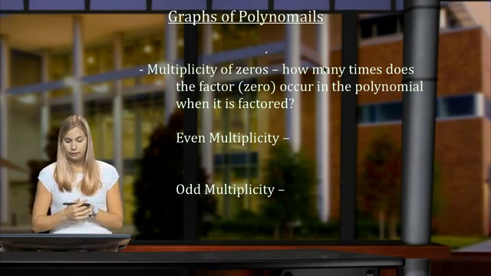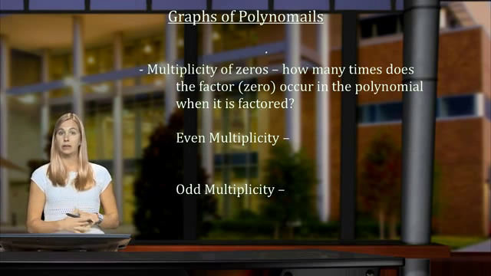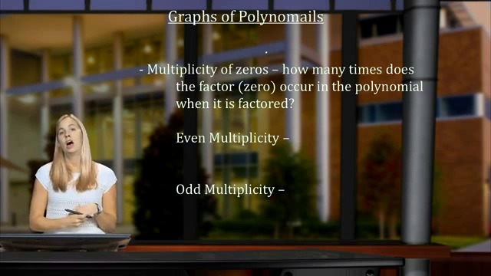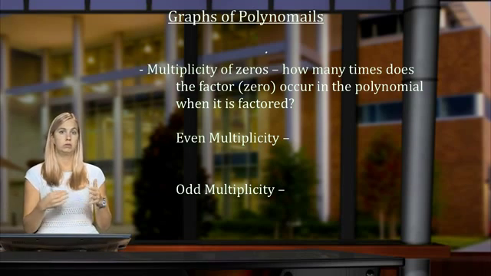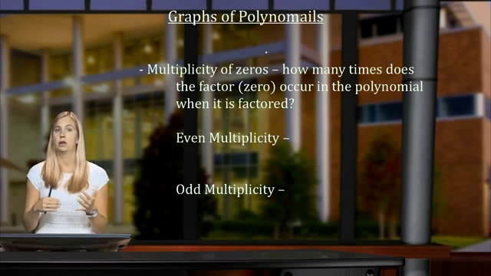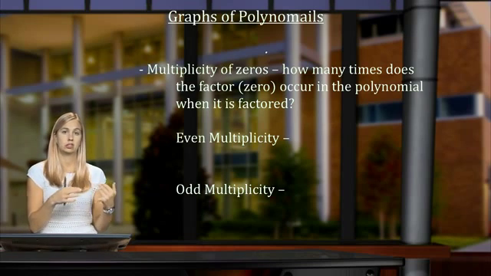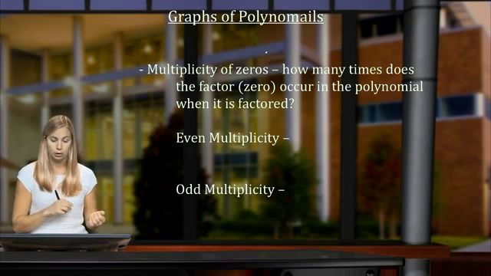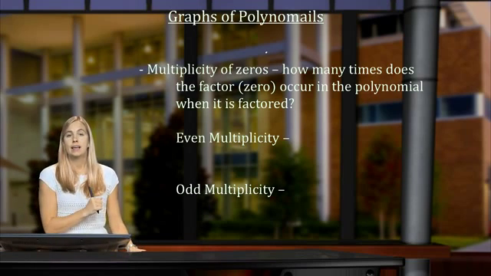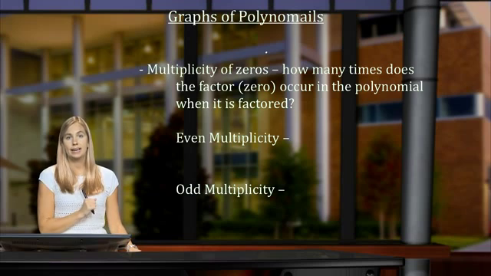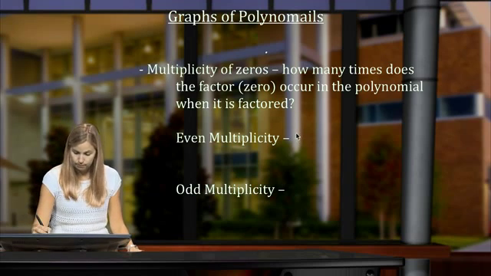So back to that previous page, let's talk about the significance of our multiplicity. We're looking at whether the multiplicity is even or odd. So not the magnitude of it, just whether that exponent on your factor is an even number or an odd number. If the multiplicity of a zero is even, that means your graph touches the x-axis at that zero.